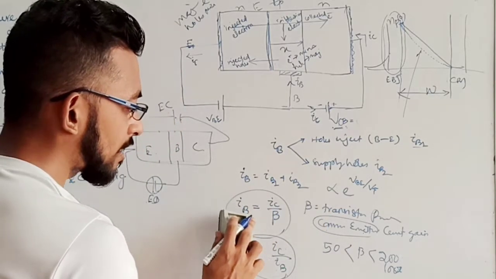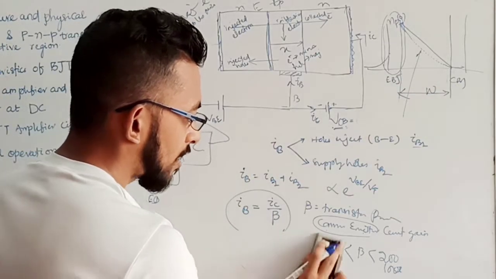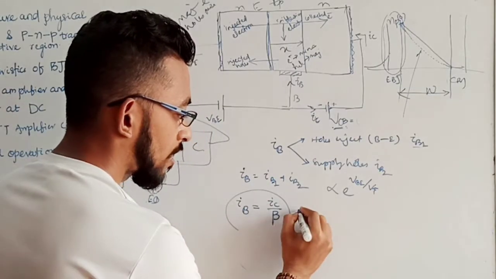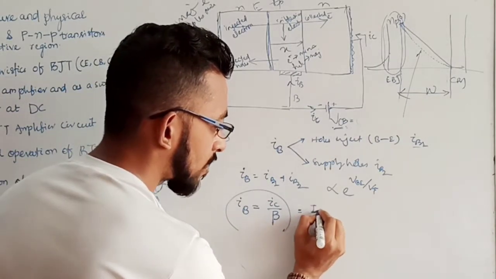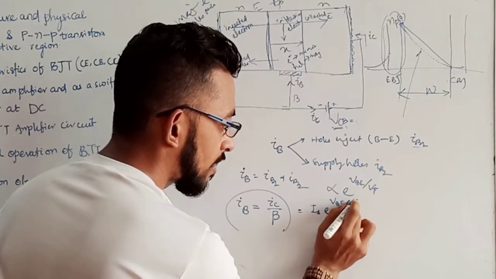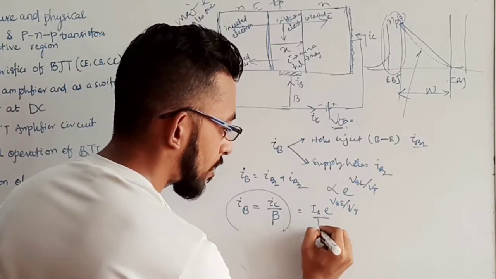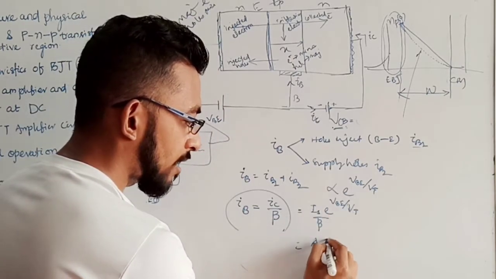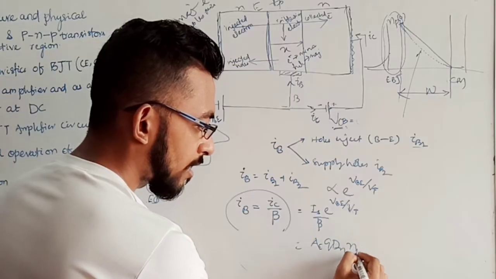As our IB depends upon IC upon beta, how can I write our IC? What I found in the previous case, what is our IC? Our IC is nothing but IS e power VBE upon VT upon beta. And what is our IS? IS we found AE Q DN NP naught upon W.